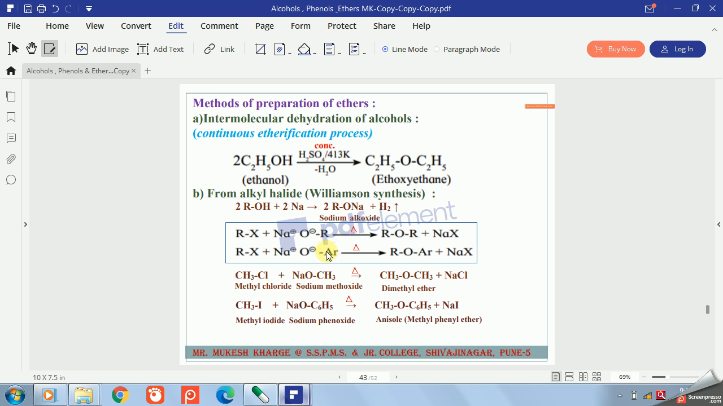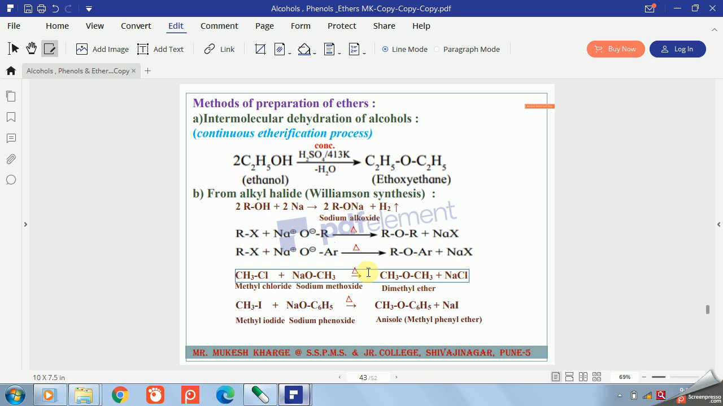If alkyl halide RX reacts with ArONa, meaning your alkoxide is of aromatic type, then ROAr type is the product. So alkyl aryl ether is the product plus NaX. So what is the reaction? One reaction is in front of you.